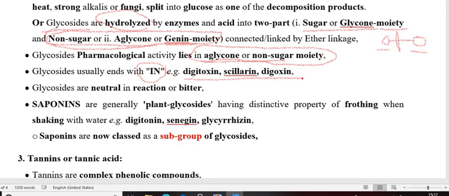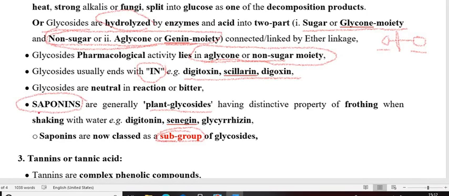Now, a special type of glycoside, the plant glycoside, which nowadays we keep as a separate subgroup. We call it saponin.